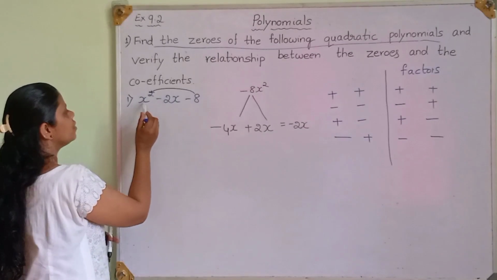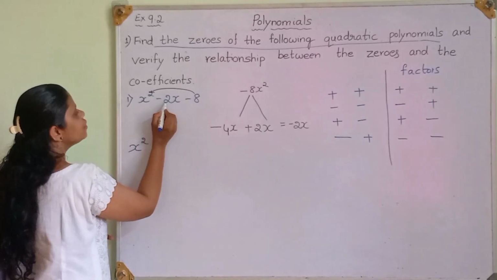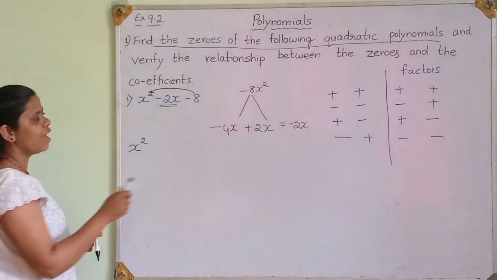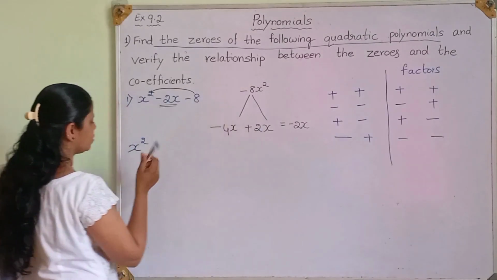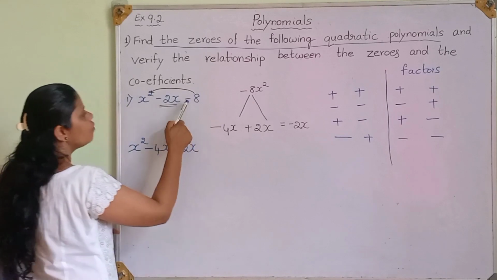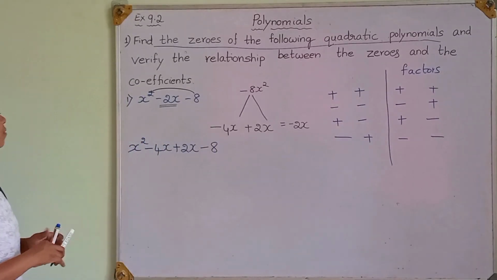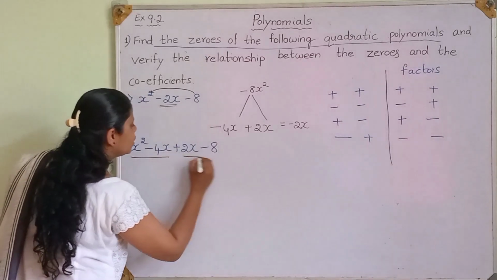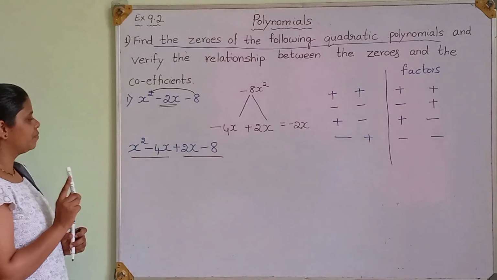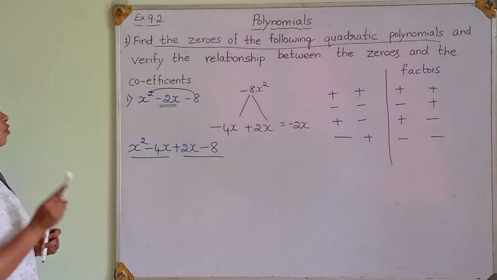Now, let me substitute in this. For this x square, let me write x square. This minus 2x, look at this, I will replace it as minus 4x plus 2x. Then for this minus 8, let me write minus 8. Now, let us separate these two terms. In x square minus 4x, what is common? x square and x, so x is common.